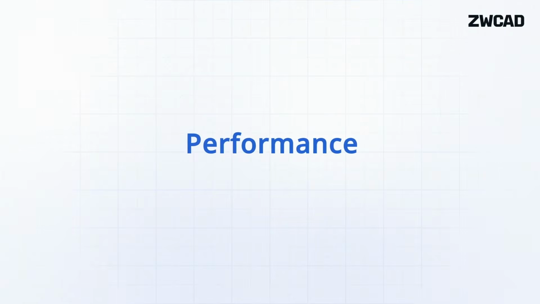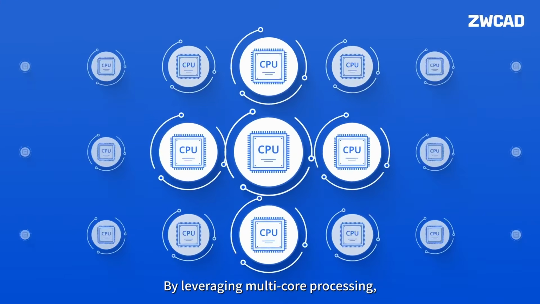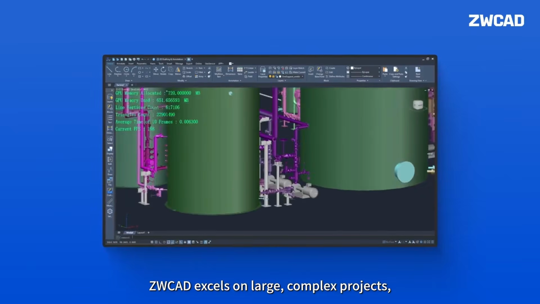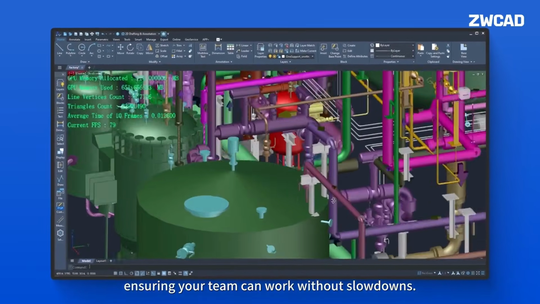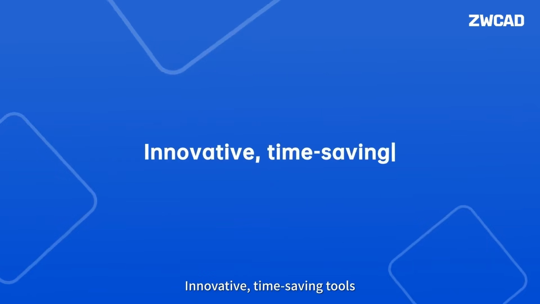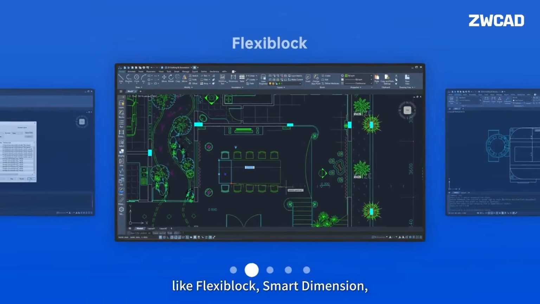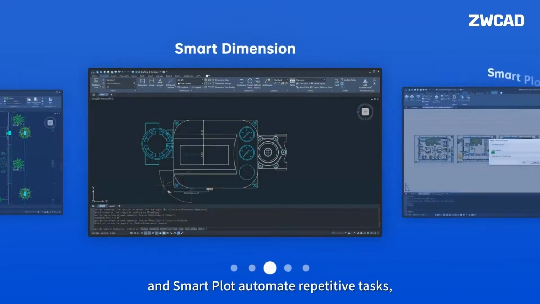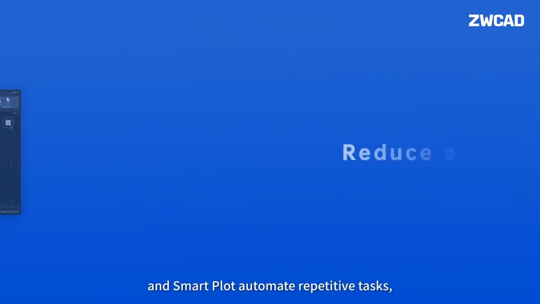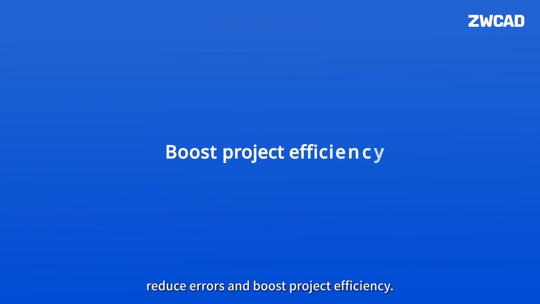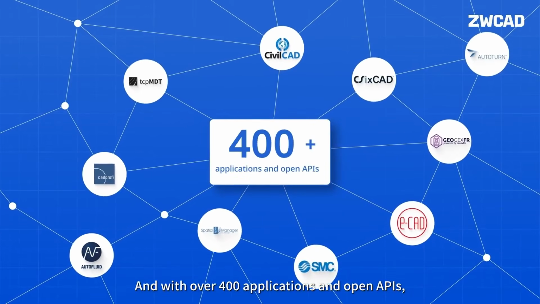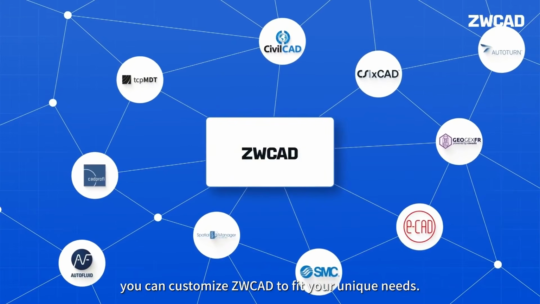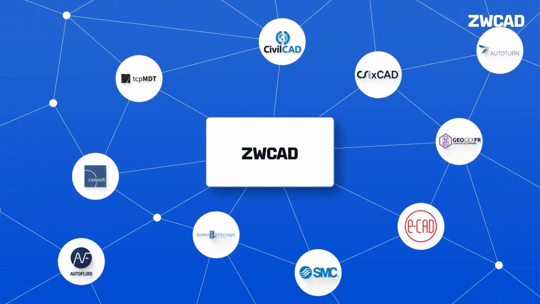Performance is key. By leveraging multi-core processing, ZWCAD excels on large, complex projects, ensuring your team can work without slowdowns. Innovative, time-saving tools like FlexiBlock, Smart Dimension, and Smart Plot automate repetitive tasks, reduce errors, and boost project efficiency. And with over 400 applications and open APIs, you can customize ZWCAD to fit your unique needs.